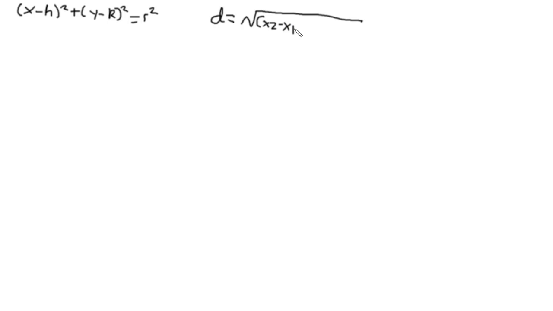Welcome class. In this video I want to discuss equations of circles and how we use those to answer questions in the coordinate plane. So the equation of a circle is (x − h)² + (y − k)² = r². And to answer the problems that we're going to be doing today, you also need to be familiar with the distance formula. So d equals the square root of (x2 − x1)² + (y2 − y1)².